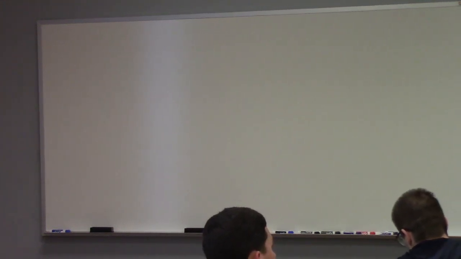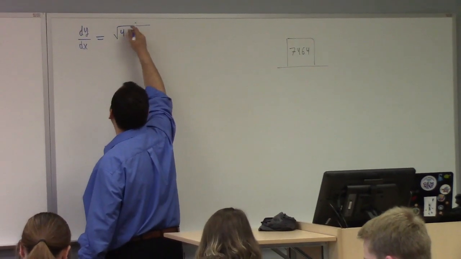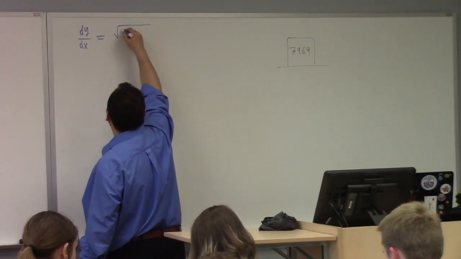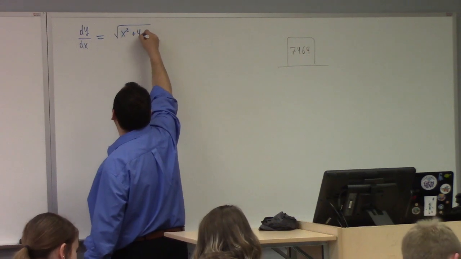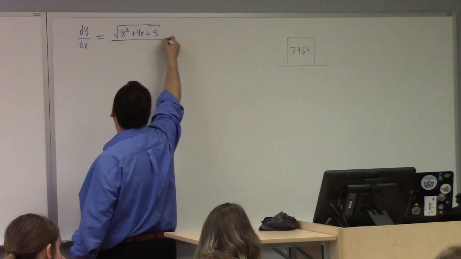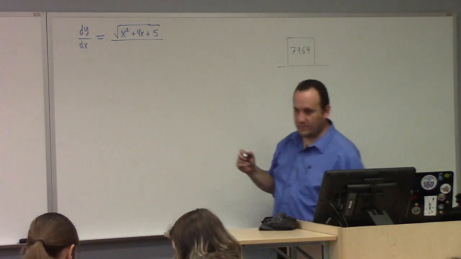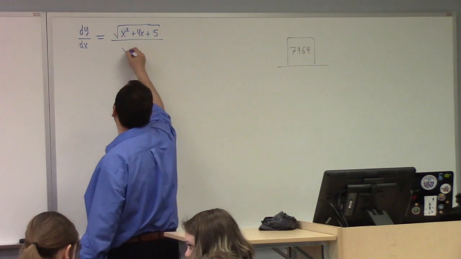So we're looking at dy/dx equals what? The square root of x squared plus 4x plus 5, divided by the square root of 1 minus y squared.